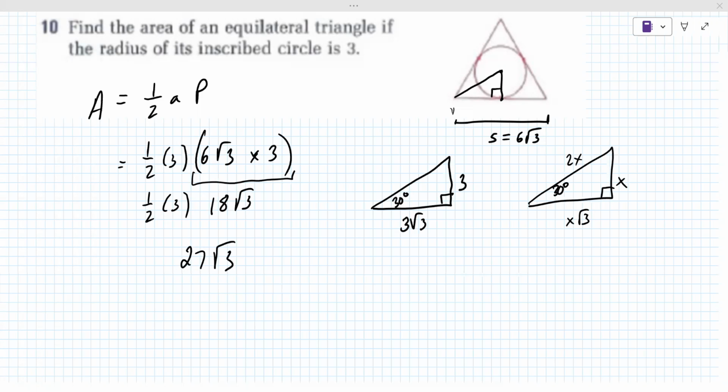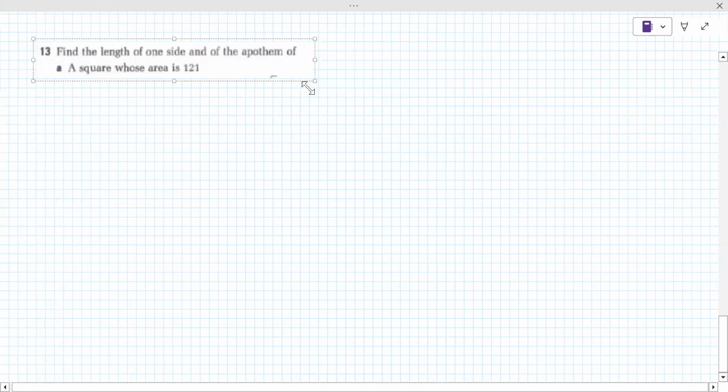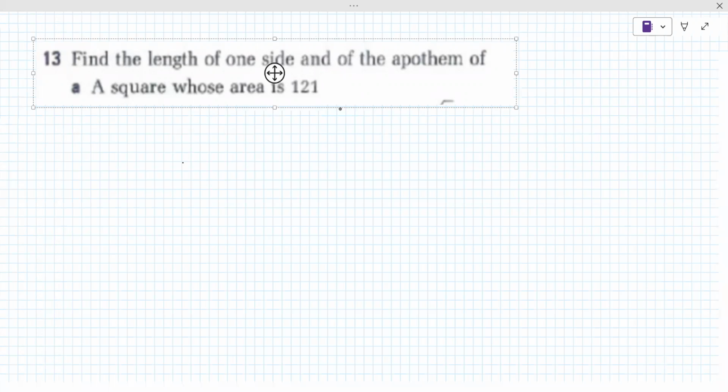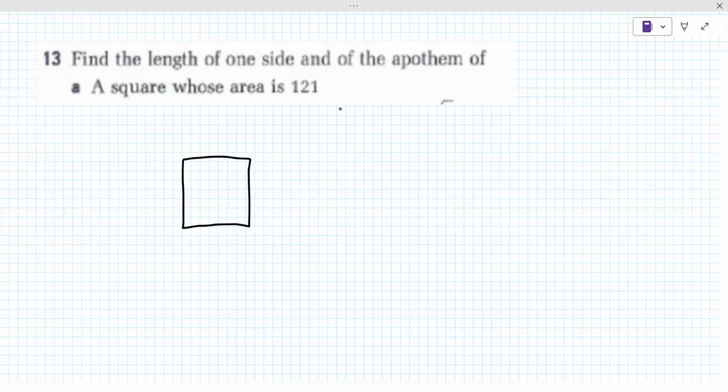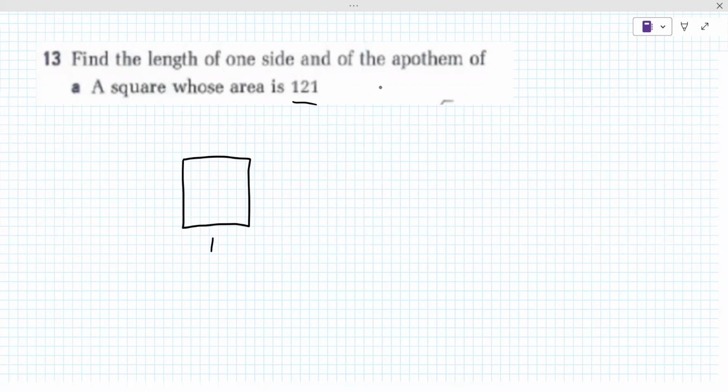Okay, we'll do 13 next. I believe that's next on your list here. All right, so take a look at this. It says find the length of one side and the apothem of a square whose area is 121. So here's your square. If the area is 121, can you tell me the side? 11. 11 and 11. Yeah.